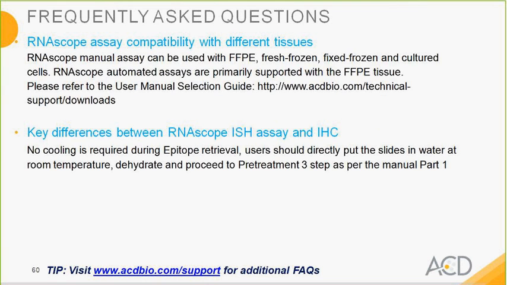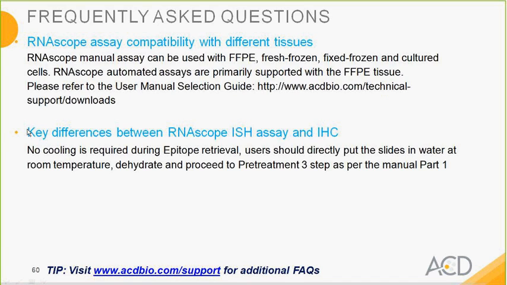We're now going to visit frequently asked questions. And these are the most frequently asked questions that we have seen. One is the compatibility of RNAscope with different tissues. Some of you may have started with formalin-fixed, paraffin-embedded tissues. However, we have protocols and technical notes across different platforms, and you can find this on our website. We have fresh frozen, fixed frozen, cultured cells that you can use with our chromogenic and our fluorescent assays. You can utilize the user manual selection guide on our website.